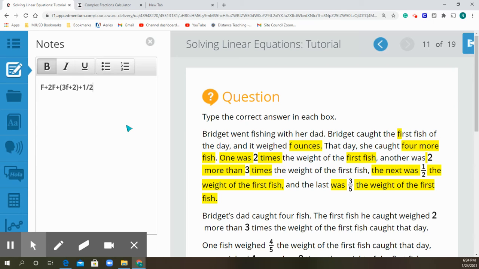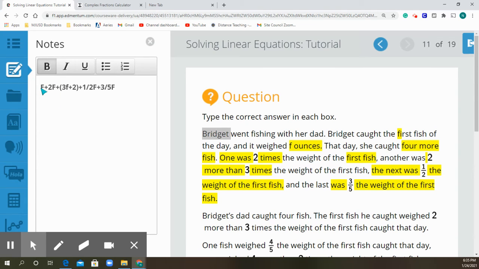So 1/2 F. And the last one was 3/5 the weight of the first fish. So plus 3/5, not 2/5, 3/5 the weight of the first fish. So this expression is all to explain how many ounces of total fish that Bridget caught. That's Bridget's.